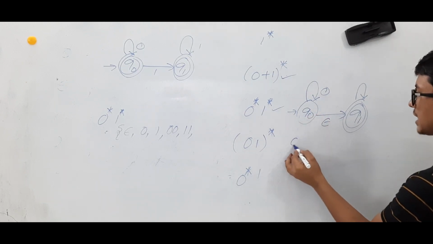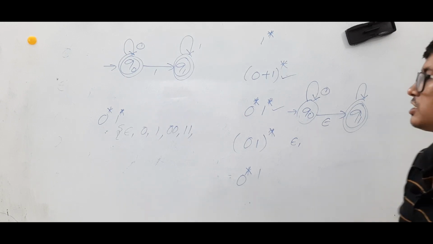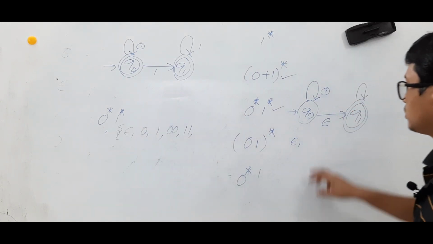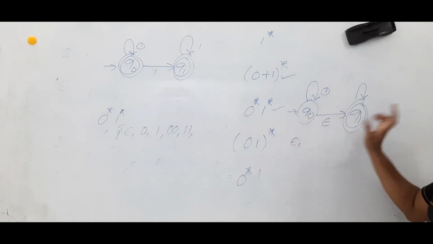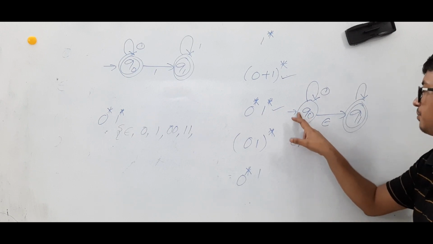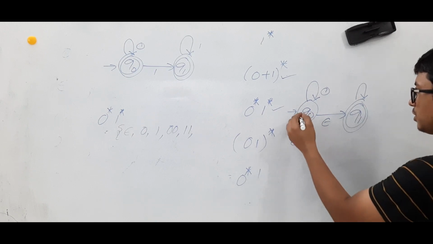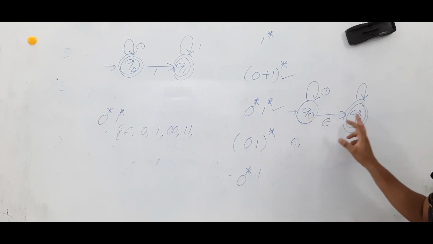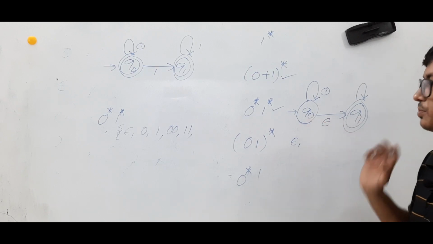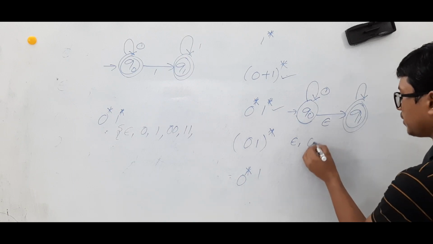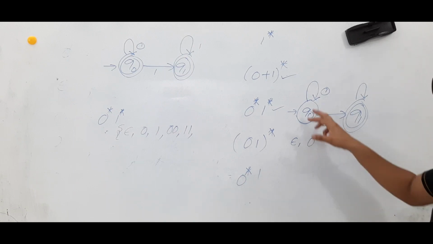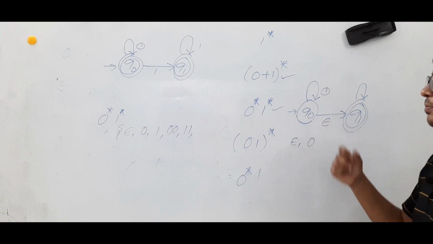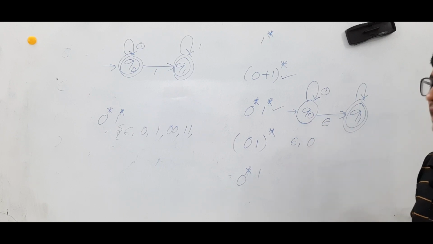If I want to accept epsilon, epsilon is the smallest string possible in this language. So from q naught on epsilon I am reaching a final state. Here my q naught is not a final state, q naught is just the initial state. Okay. So q naught on epsilon, I am reaching q1. So epsilon is accepted. If I want to accept 0, whether 0 will be accepted or not, a lot of people will get confused. 0 will still be accepted.